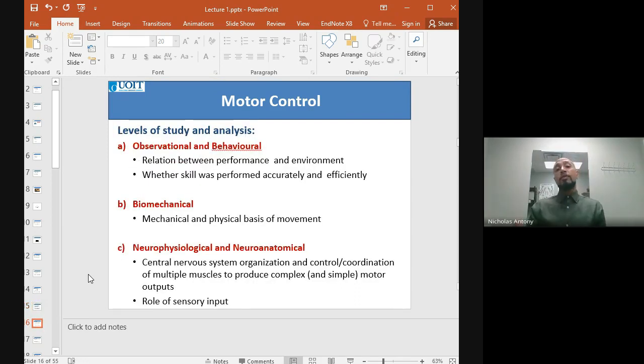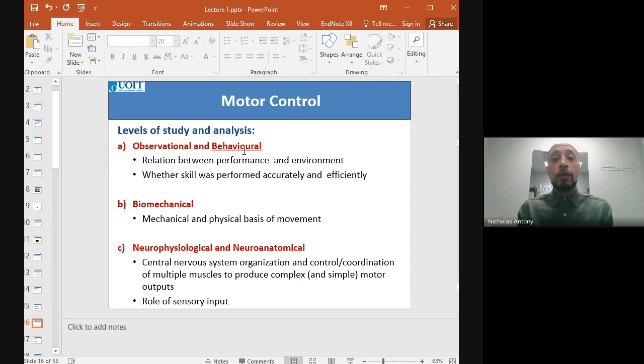Now, there are different levels of analysis when evaluating someone's ability to control their body when performing a motor skill. We can do it observationally and behaviorally, and that's where research started off, in terms of behavioral psychology. We can look at the relation between things in the environment. Let me give you an example.